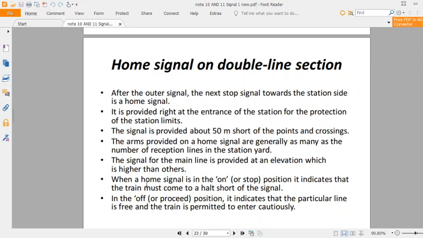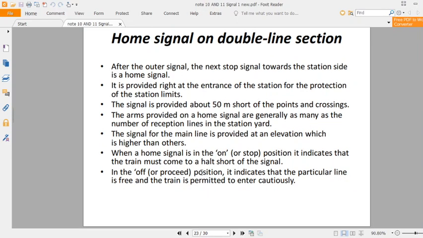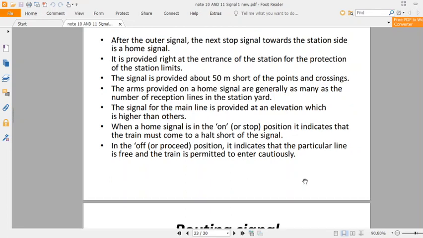So when a home signal is in the on position, it indicates that the train must come to a halt short of the signal. In the off position, it indicates that the particular line is free and the train is permitted to enter cautiously.